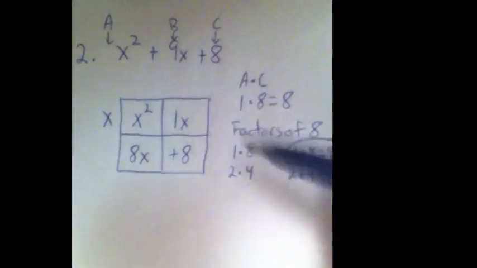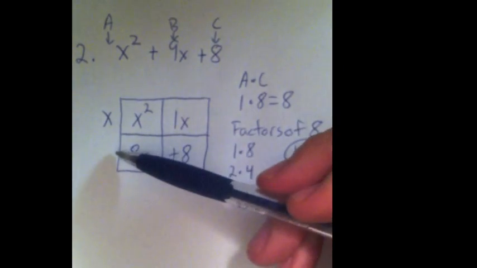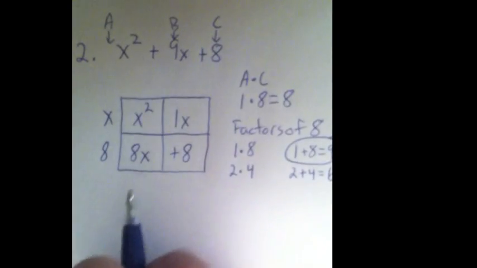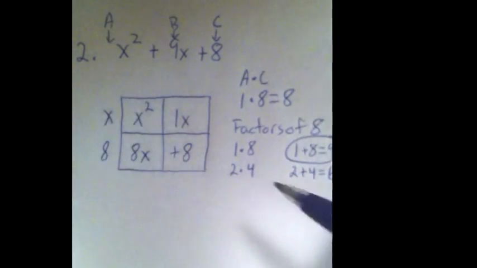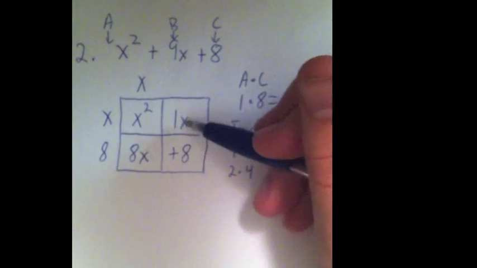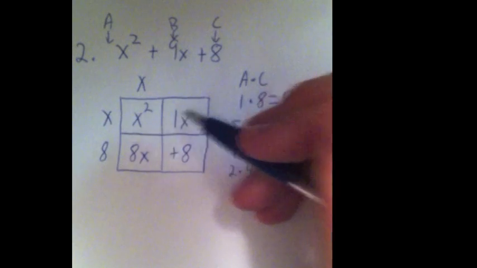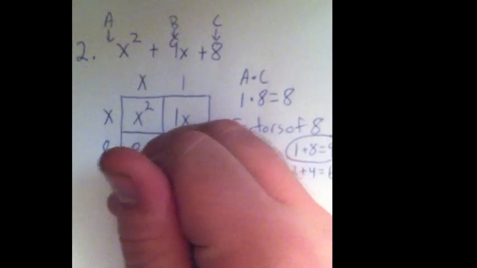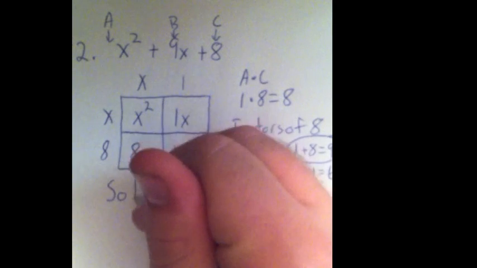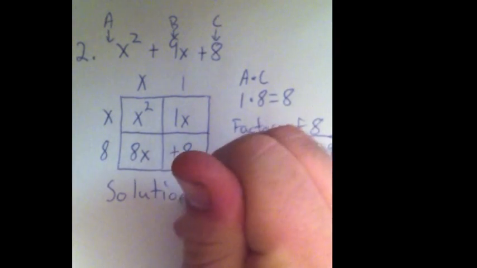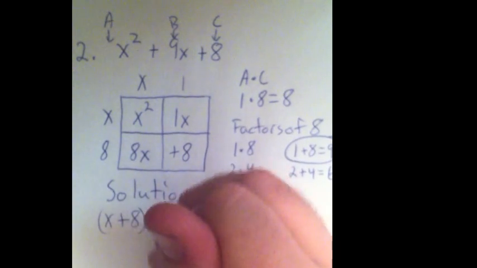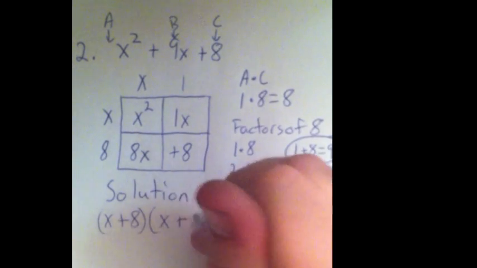So the common factor on the top row once again is x and the bottom row is 8. The first column has a common term of x and the second column has a common term of 1. So that means that our solution will be x plus 8 and x plus 1.